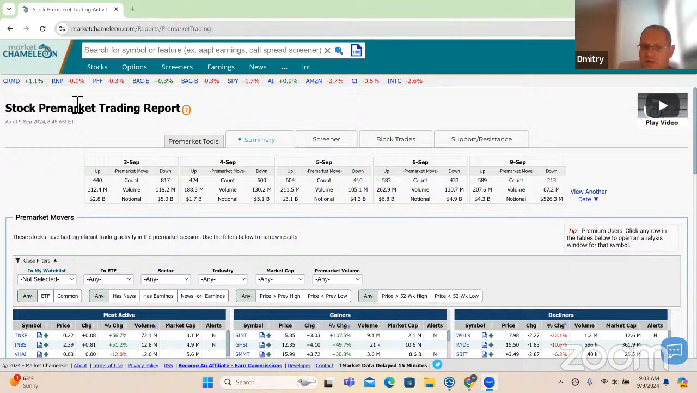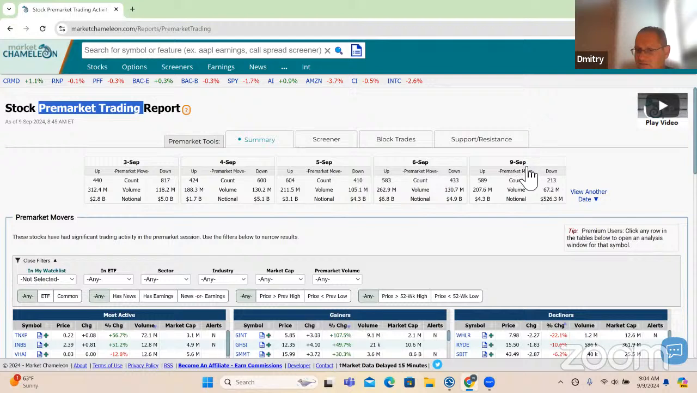So, pre-market report here, you will see this calendar view up top and some summary statistics of what happened in the pre-market hours on those dates. This allows you to eyeball and look at today's activity versus the most recent history to see if you could spot something unusual going on or a trend.